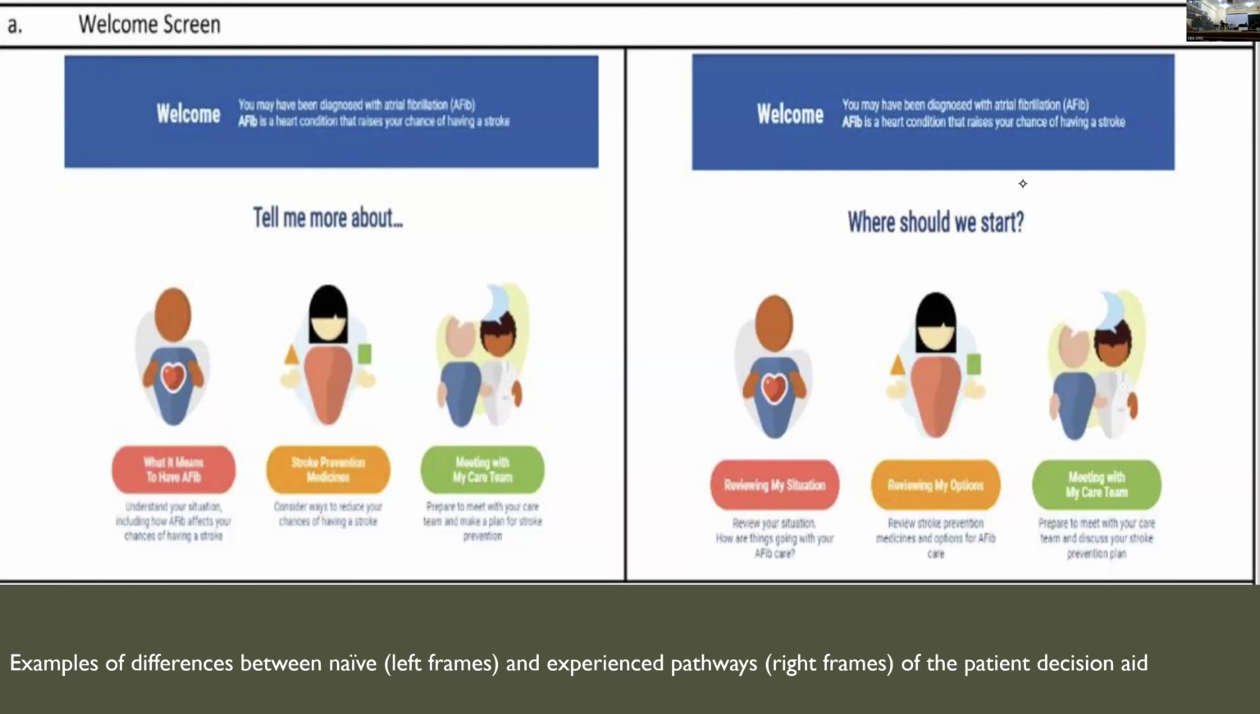So this is one of the patient decision aids. On the left is the naive and this is the experienced. When you start off, it talks about: tell me about what it means to have atrial fibrillation, stroke prevention, meeting with my care team. But when you review, it comes as: where do we start? Review my situation, reviewing my options, meeting with my care team. So they could actually choose.